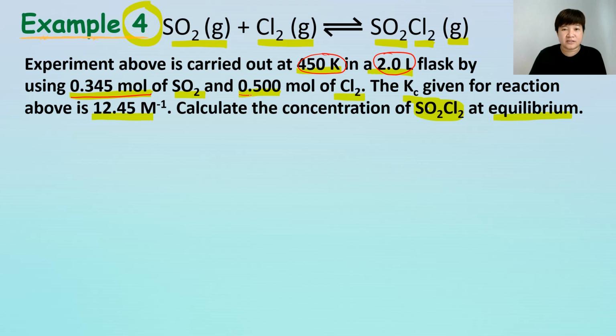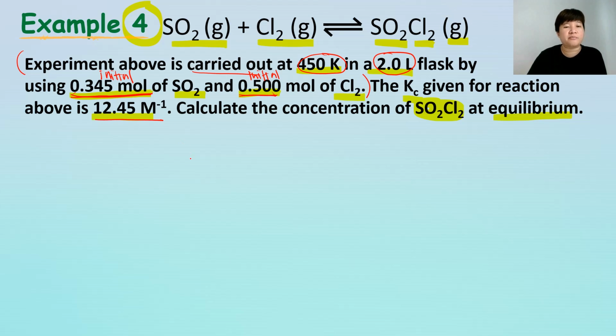So if you read the first sentence over here, the experiment above is carried out at 450 Kelvin, 2 liter flask, by using 0.345 and 0.5 mole. Is carried out means you started the experiment with that much. In other words, that is your initial. So the main thing over here is when you read the question, you need to be able to identify whether the value given is initial or equilibrium. Read the question carefully, okay?